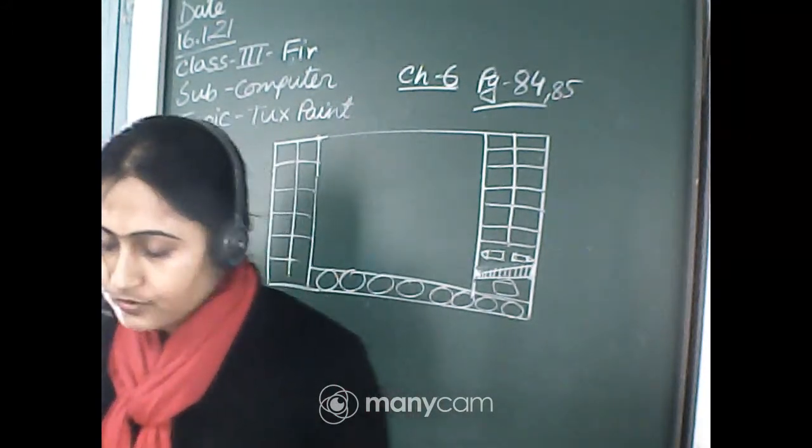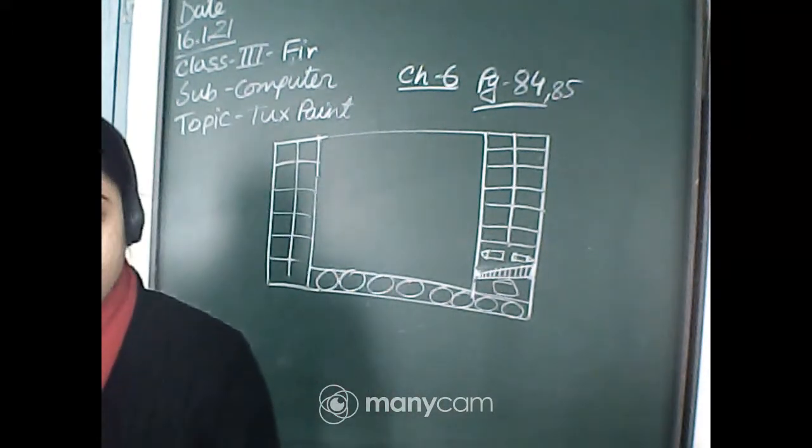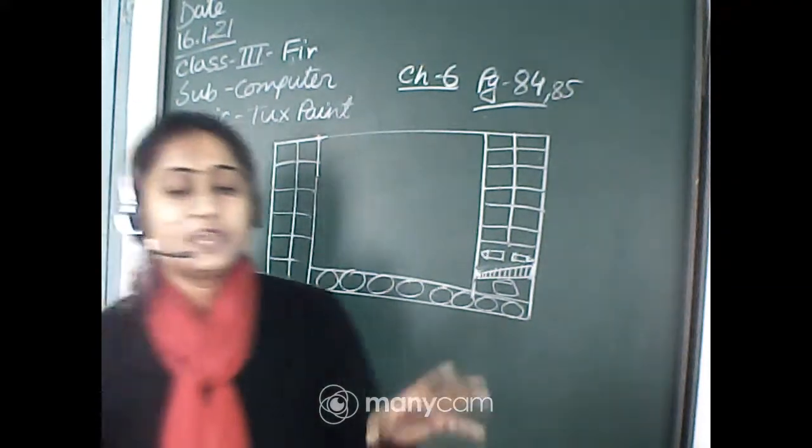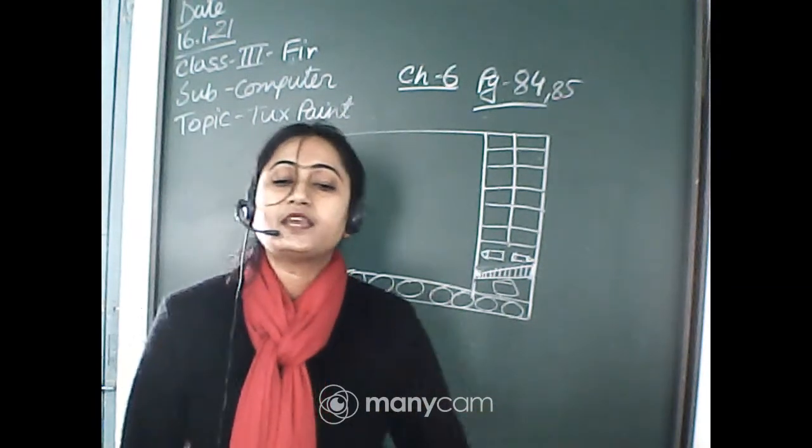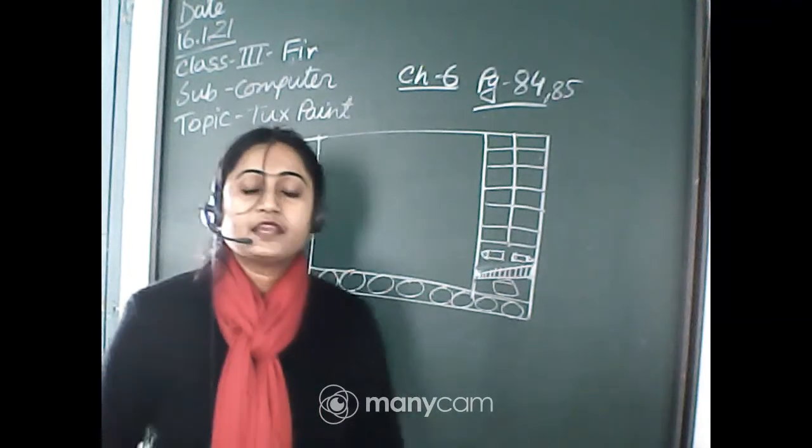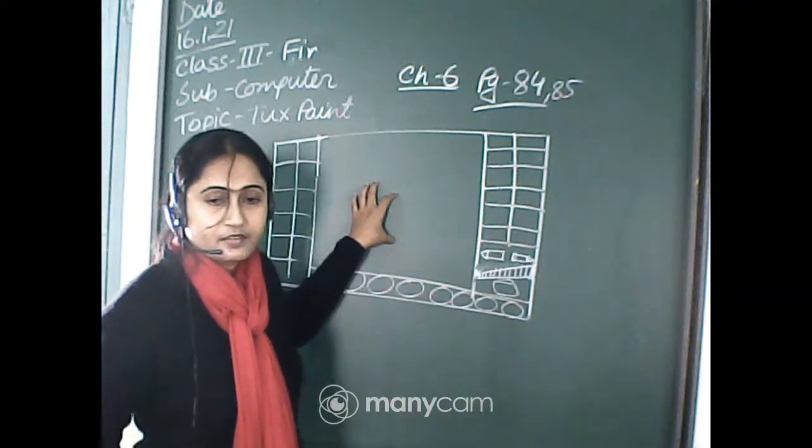Okay, and now turn over to the next page. I will discuss the text tool. You know very well, in MS Paint, Microsoft Paint, when you draw something, there is a drawing area.